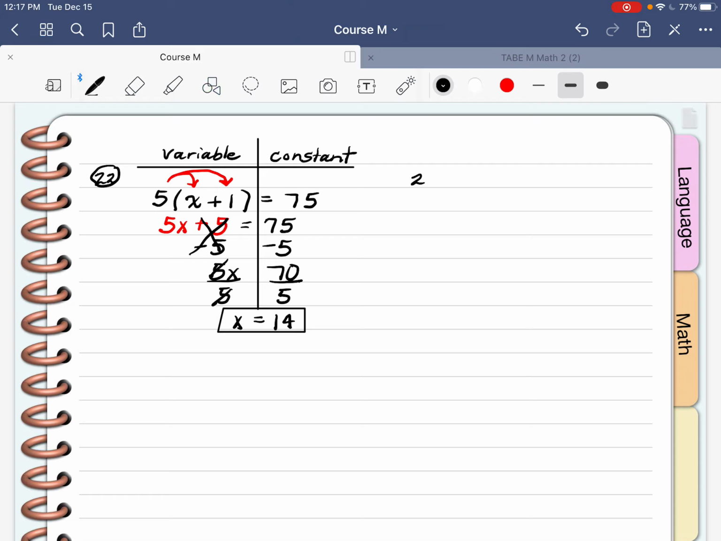Number 23. I have 5 parentheses x minus 7 equals 5. 5 times x is 5x. 5 times -7 is -35. And then I copy and draw my power t.